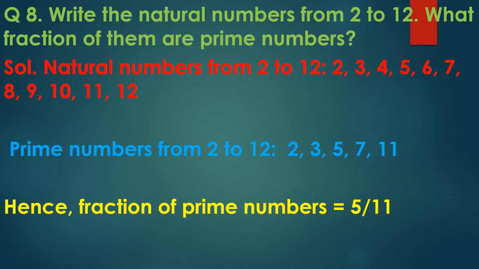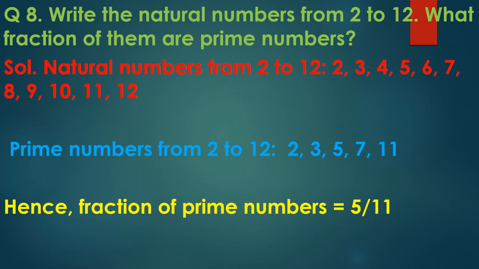Total number of dresses she has to dye? 30. Number of dresses she has finished so far? 20. So what is the fraction of the finished dresses? It is 20 upon 30. When we convert it into simplest form, we will get 2 upon 3.